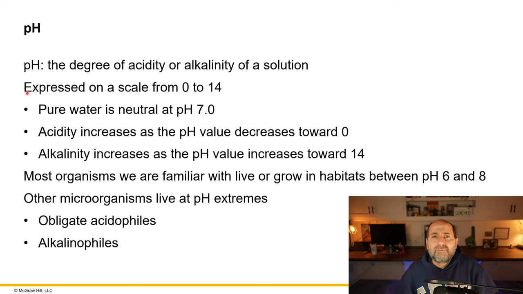Remember that pH is expressed on a scale from 0 to 14, 0 being very acidic, 14 being very basic or alkaline. pH 7 refers to a neutral pH. Organisms that prefer acidic pH for growth are called acidophiles. Obligate acidophiles, as the name suggests, must grow in acidic conditions. Conversely, alkalinophiles prefer alkaline or basic pH environments for growth.